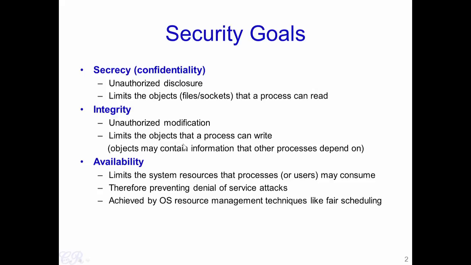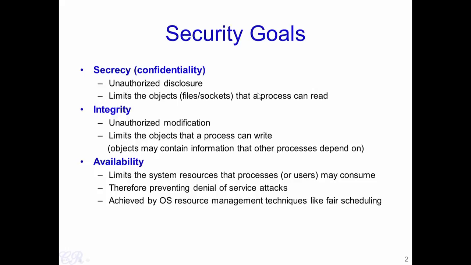Whenever we design a system, we need to have some security goals, and these goals are the secrecy, integrity and availability of the system. Now, secrecy or confidentiality means that certain objects should not be visible to particular processes.